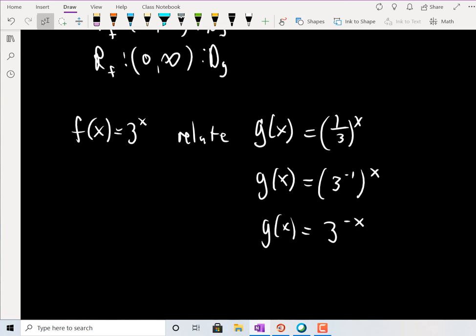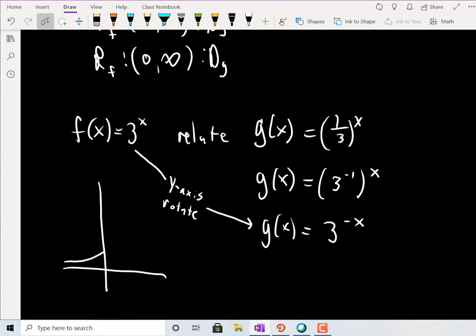Okay, which just means that we're doing a y-axis rotation. So to go from here to the other one, you do a y-axis rotate. In other words, we began with this thing, y equals 3 to the x, and then after you rotate, you're going to end up with the exponential decay curve, okay, this thing. So that's how those two are related. Let's look at one more.